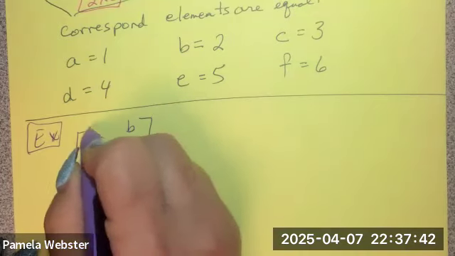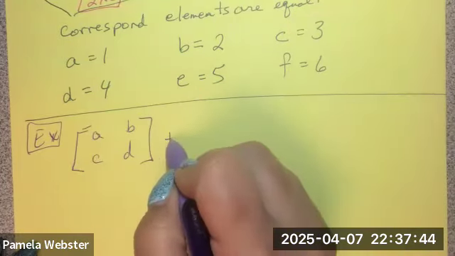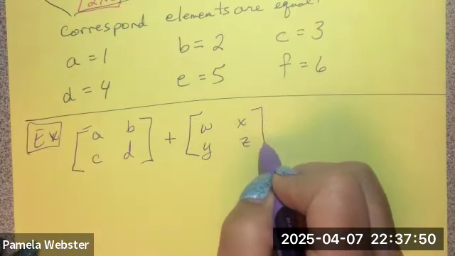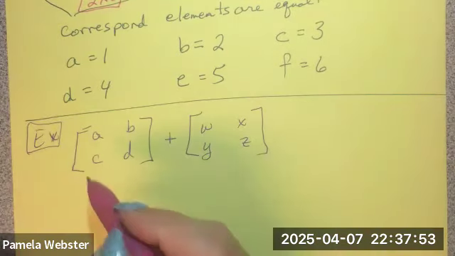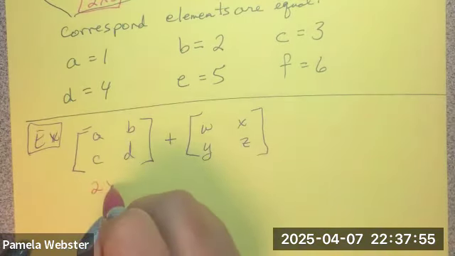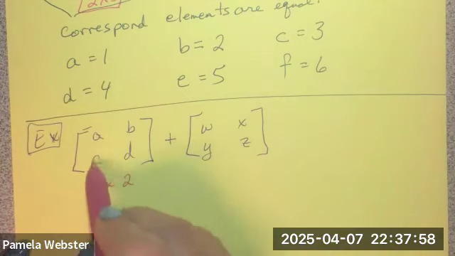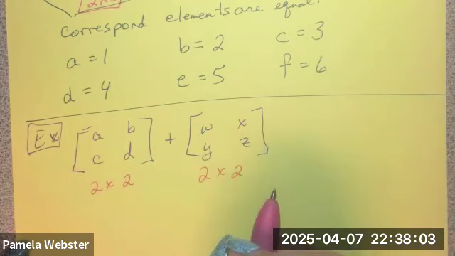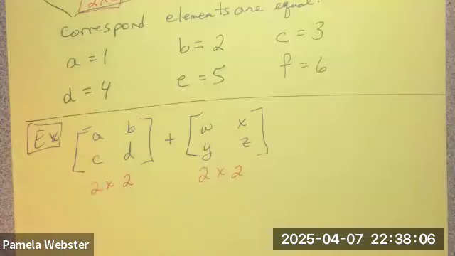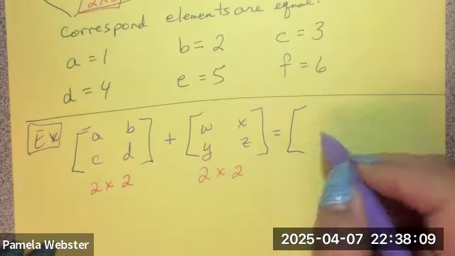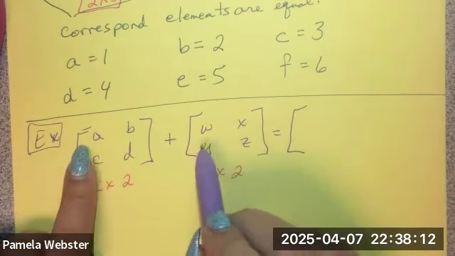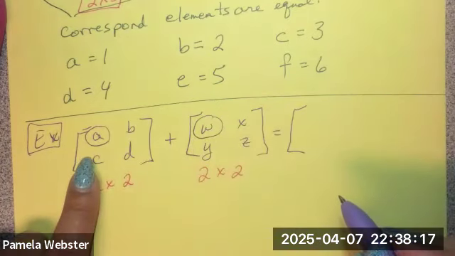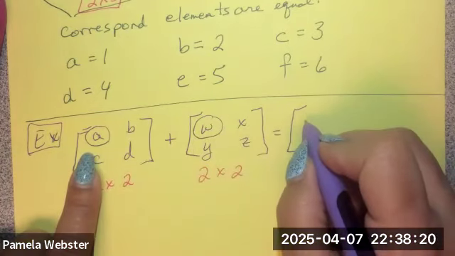If I have matrix A, B, C, D, and I want to add it to matrix W, X, Y, Z, okay, before I do anything else, I need to talk about the size of these matrices. This is a 2 by 2, 2 rows, 2 columns, and this also has 2 rows and 2 columns, okay? Okay, so what this little theorem says is, if I have that, then I can add the elements that are in the same position, the corresponding elements, and put them in the same position.